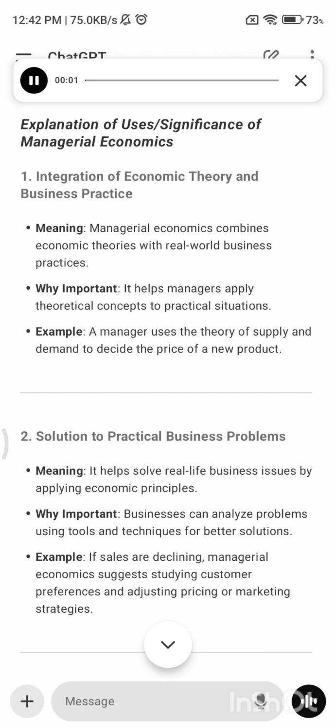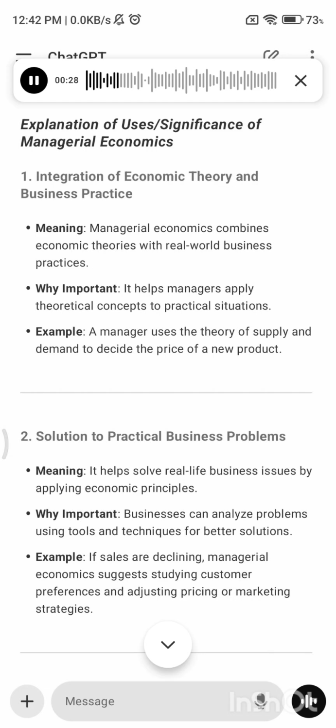Explanation of uses, significance of managerial economics. 1. Integration of economic theory and business practice, meaning managerial economics combines economic theories with real-world business practices. Why important? It helps managers apply theoretical concepts to practical situations. Example: a manager uses the theory of supply and demand to decide the price of a new product.